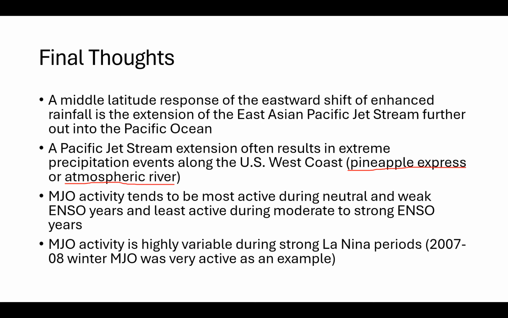Now, the MJO activity is highly variable during strong La Nina periods, and we are not expecting a strong La Nina this winter. The 2007 to 2008 winter, during that particular winter, the MJO was very active as an example. All right, so just because research says the MJO behaves a certain way in neutral, weak, and strong ENSO periods doesn't necessarily mean it's going to do it every winter.